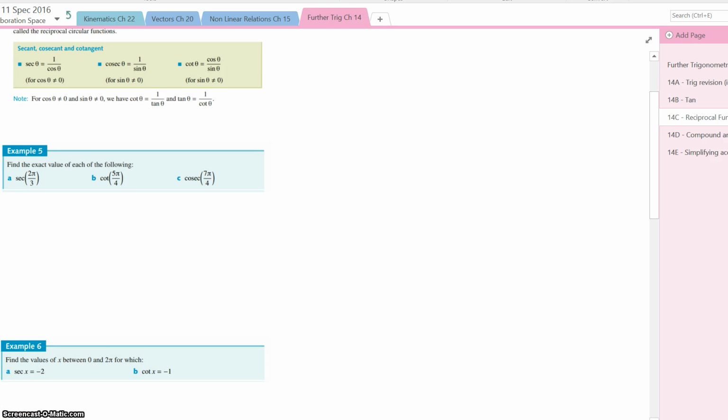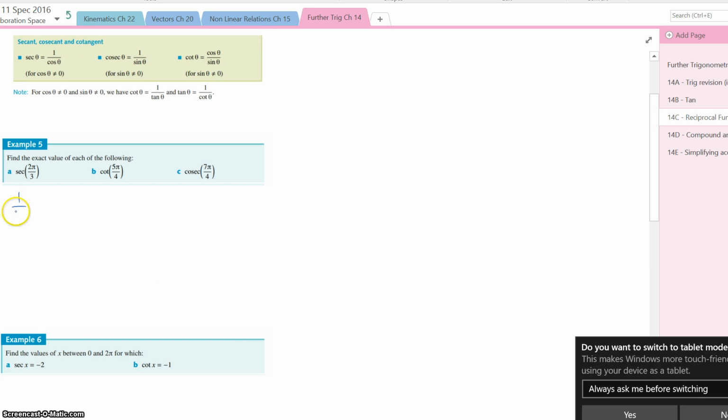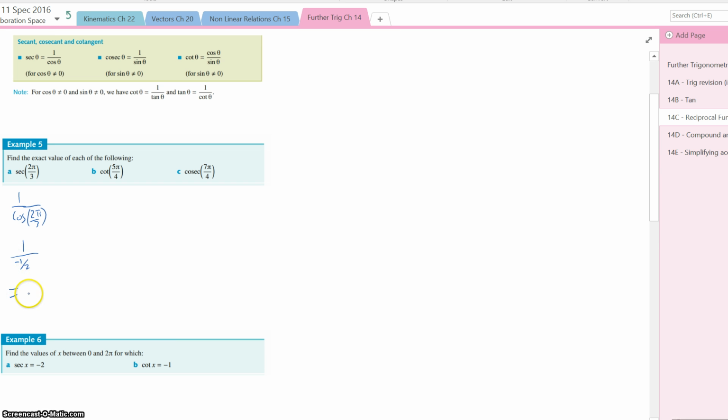So sec of 2 pi on 3 is the same as 1 on cos of 2 pi on 3. And then we can just simply do things the way that we would in the past. So cos of 2 pi on 3, you need to know your special triangles pretty well. So that's the same as 1 on a half, although it's negative because it's in the negative quadrant. So therefore, that's the same as 1 divided by negative a half, which is negative 2. I've probably skipped a couple of fraction steps in there, but I'm hoping and trusting that you'll be able to work that out by yourself or just work on it a bit more.